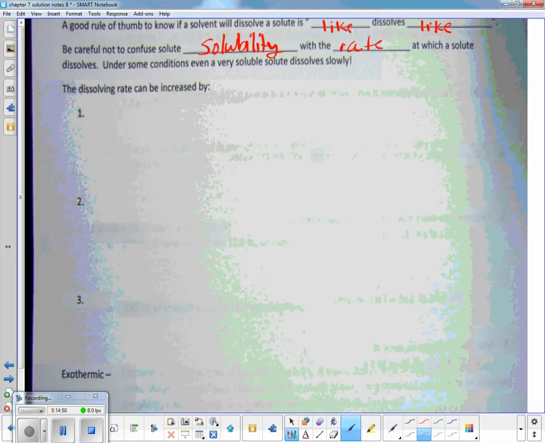And down the bottom we have exothermic and endothermic. That's from the very beginning. Exo is give off heat, endo is taking in heat.